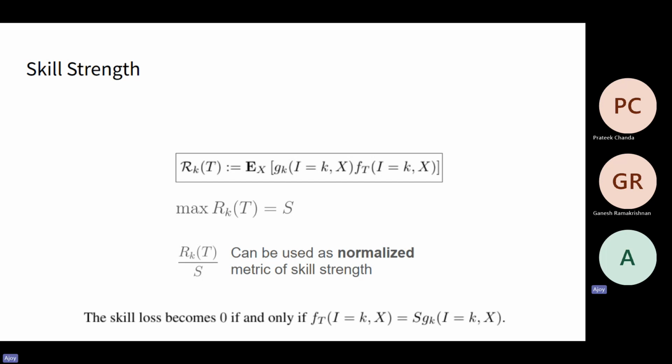So it is just a note for the coming plots that if we just divide rk by s, it will be normalized to 1 because it never exceeds 1. Never exceeds s. Next slide.